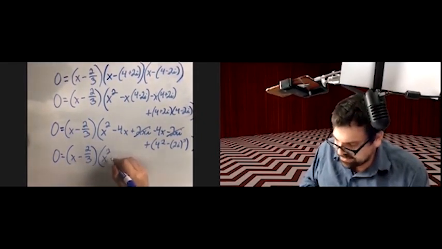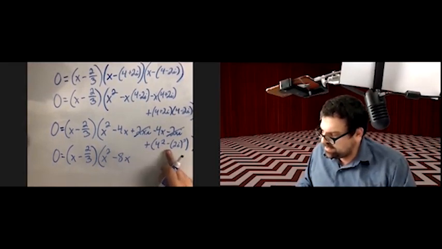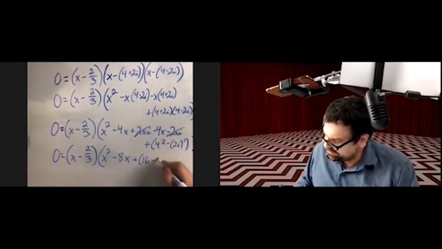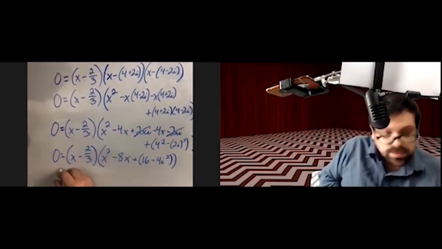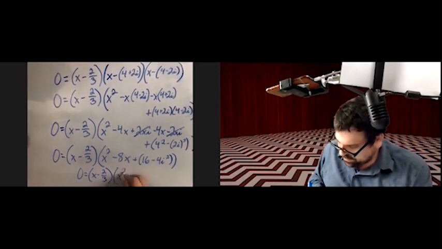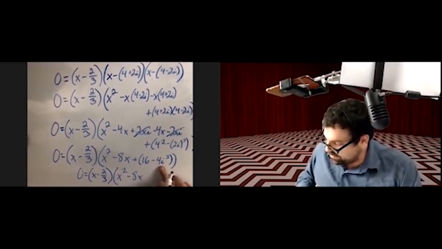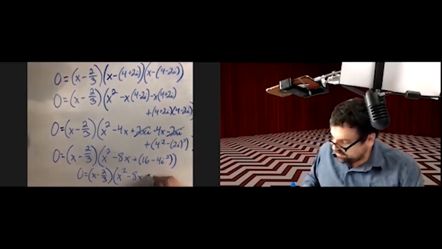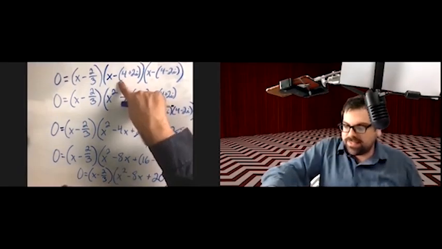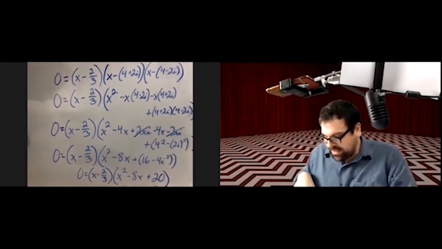I have x squared minus 4x minus 4x, that's minus 8x. 4 squared is 16, so this is plus 16 minus 4i squared. i squared is negative 1, so this is minus 4 times negative 1. That's 16 plus 4, which is 20. Wow. So after we do all that work, this times this is actually x squared minus 8x plus 20.